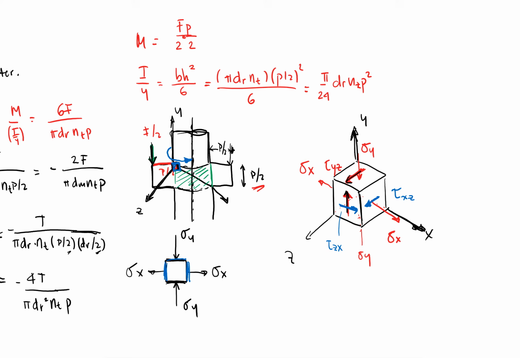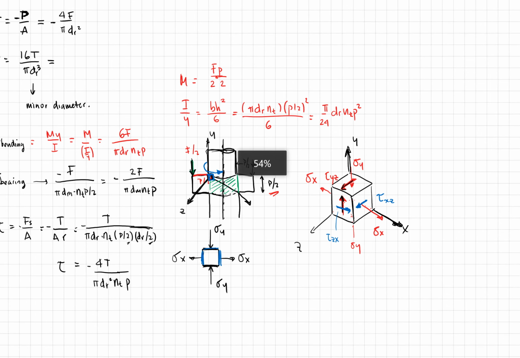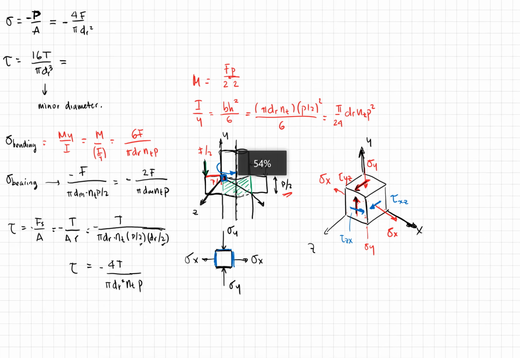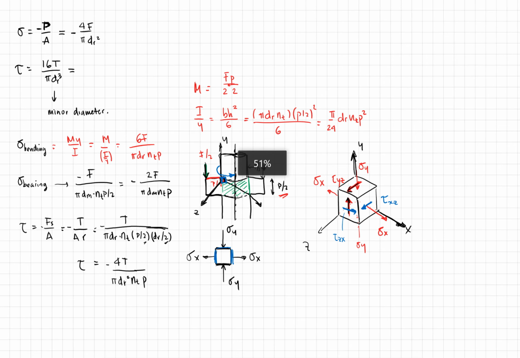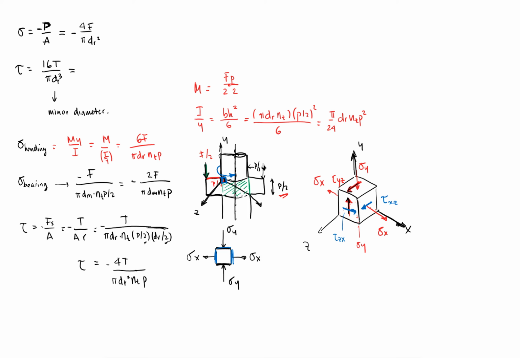Okay, because this tiny element is only deforming, not moving or rotating. So we're basically done, because I have my tiny cube element, and the difference here is that this is going to be slightly more complicated than what we've been doing so far. I'm going to list this. Basically what we have is sigma x equal to the bending, right? That's what I said at the beginning. This bending would be the sigma x, so that's going to be 6F over pi dr and tp.